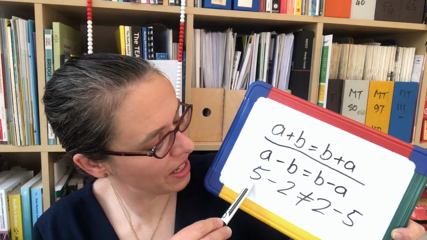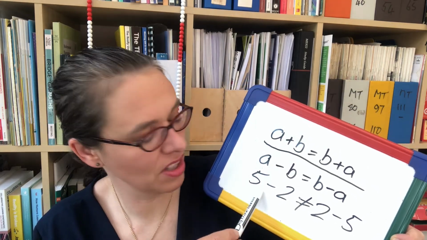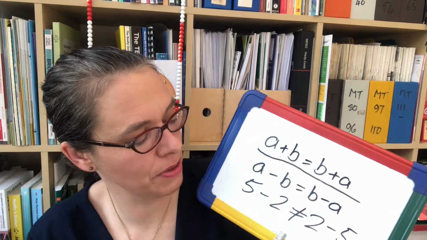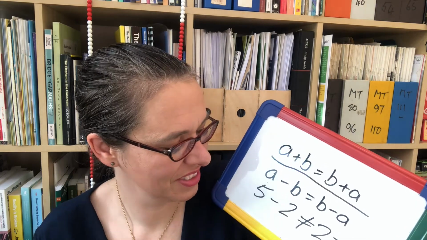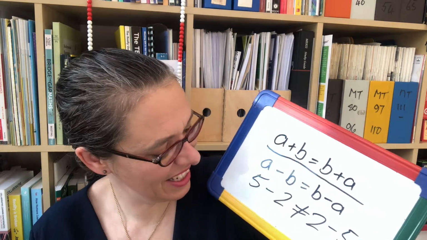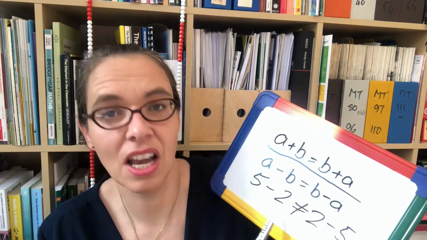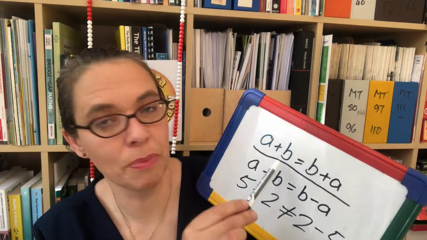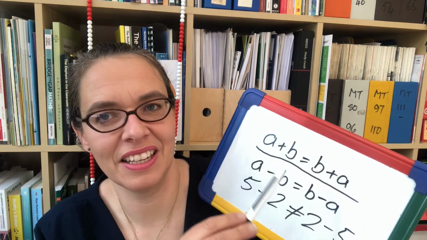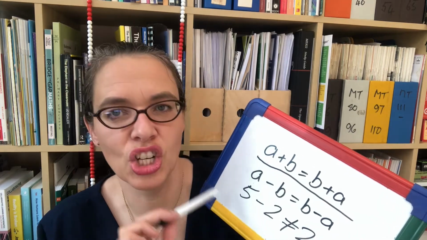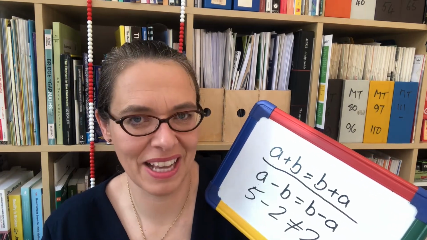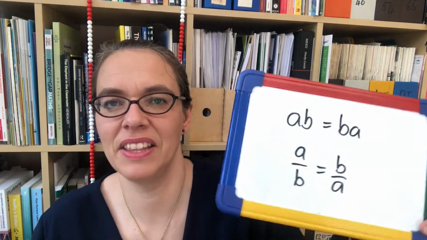It's worth thinking about money, maybe. £5 and you spend £2, you've got £3 left. If you've got £2 and you spend £5, you're in trouble. It's not the same situation. And it turns out that that statement is only true when the two numbers are the same, because both sides are going to be equal to 0. So addition is commutative, the order doesn't matter. Subtraction is not commutative, the order does matter. And then we can look at multiplication and division in the same way, perhaps in the next lesson.